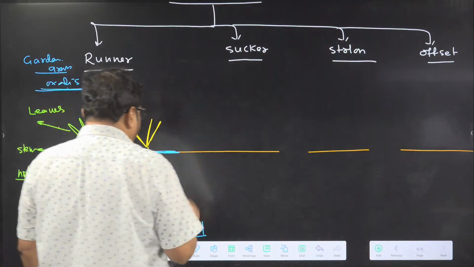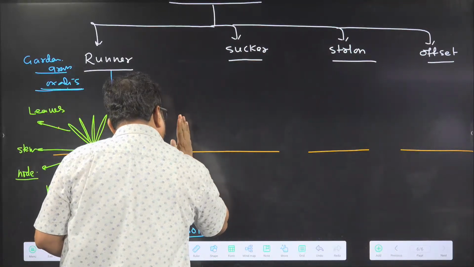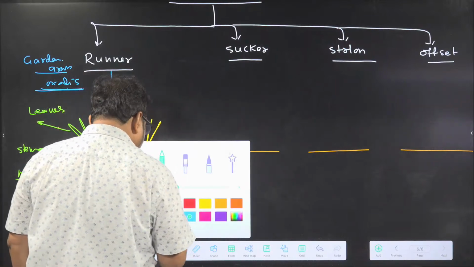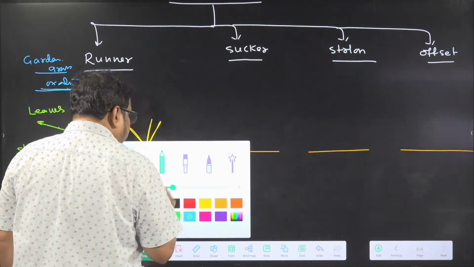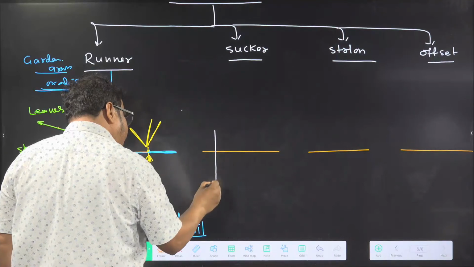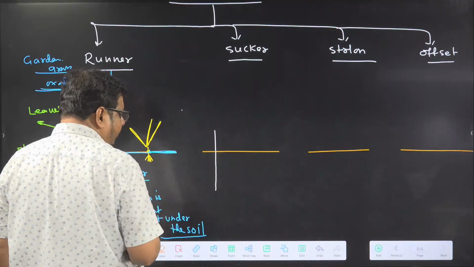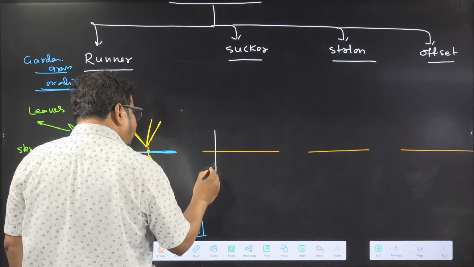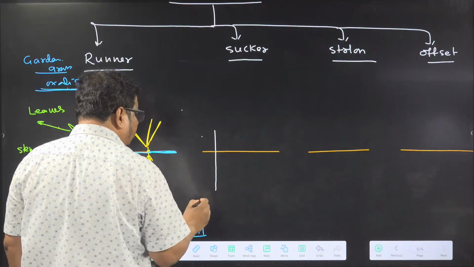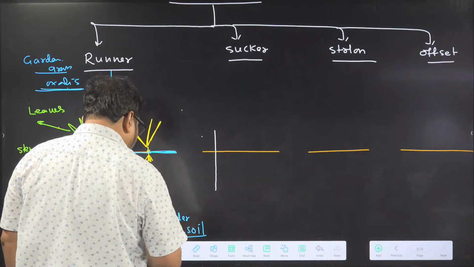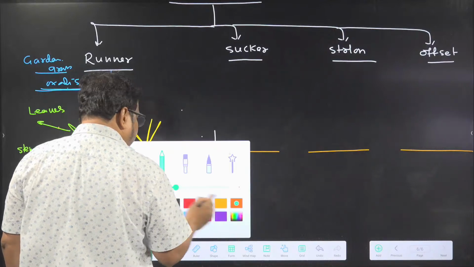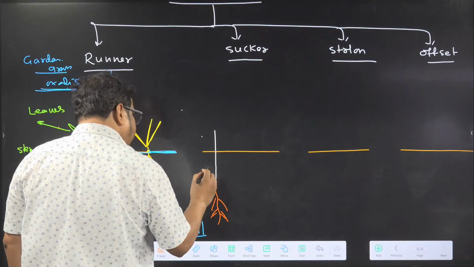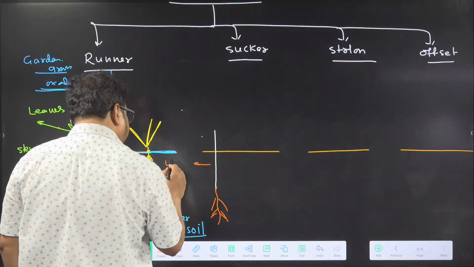Now sucker. I am drawing the diagram for sucker. How do runner and sucker differ from each other? Look here. It is important to know. So this is the branch. This is the stem, main stem. These are the underground parts of the stem. This is the above the ground part. And from here, I am changing to another color. Suppose that this is root. And this is underground stem.